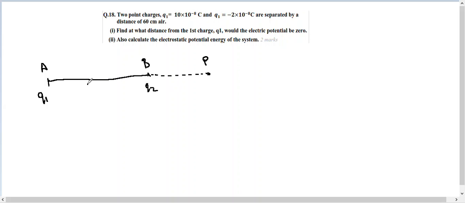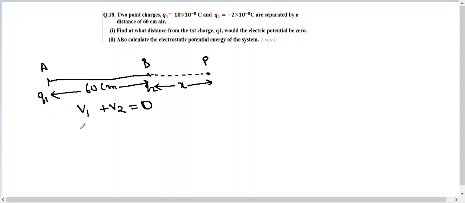So this was given to us as 60 centimeter, and let us take this distance to be x. Okay, so we are assuming that at point P the potential is 0. That means potential because of A and potential because of B at point P is 0.